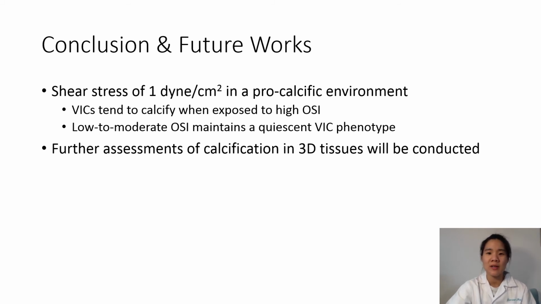We also see that valve endothelial cells exposed to low shear stress and low to moderate levels of flow oscillation maintain a quiescent valve interstitial cell phenotype via paracrine regulation. The results here conclude our two-dimensional cellular studies on OSI and valve calcification. Future work includes scaling up from two-dimensional studies to assessments of calcification in three-dimensional valve tissues exposed to various flow oscillations.